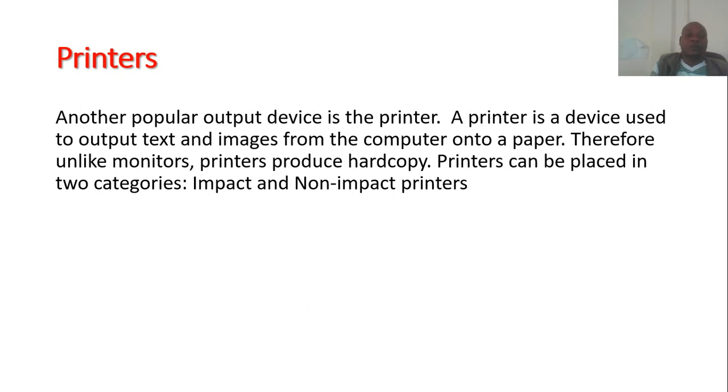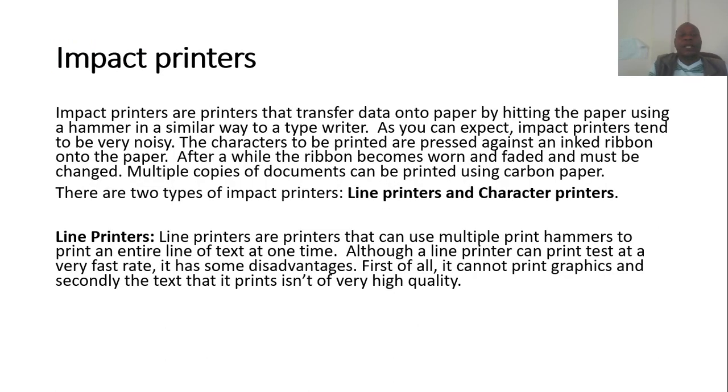Now let's move on to printers. Now the printer is a popular output device. Now, a printer is used to obtain information from a computer in the form of text and images. So, we're going to look at the different types of printers and how they work. Now, printers are divided into two types. They are what are called impact printers and non-impact printers.